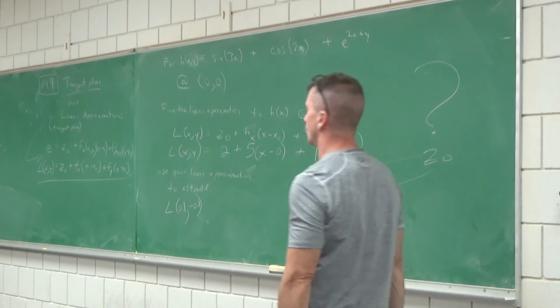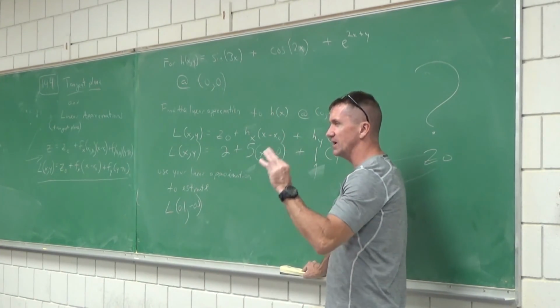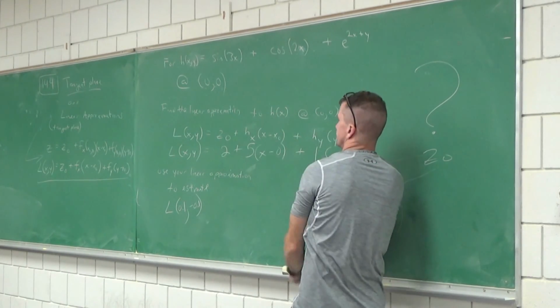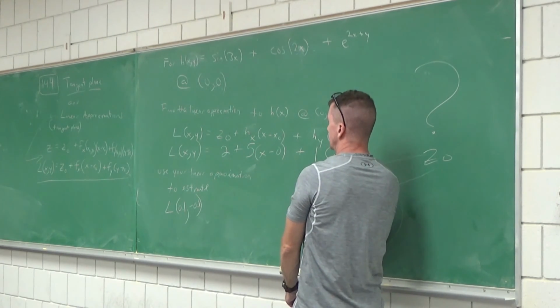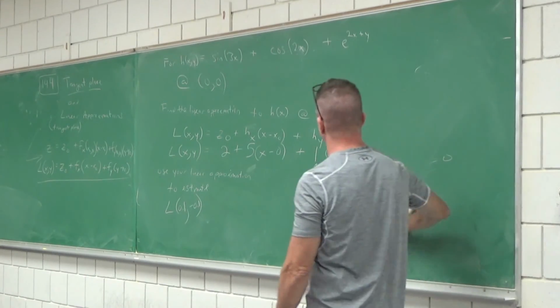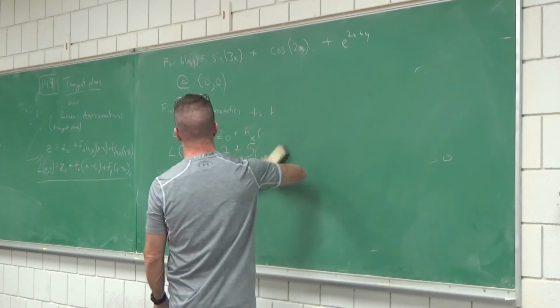Sort of like you did in Calc 1. They'd say use it to estimate and they give you a value right close to the point that was used. If they used x equal to 2 in Calc 1, you estimated about like 1.9. Excellent. Hey, we're gonna do the same thing.